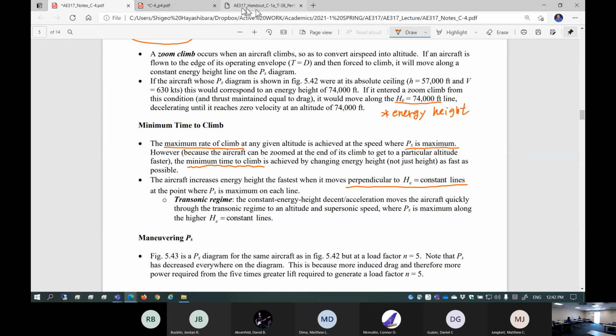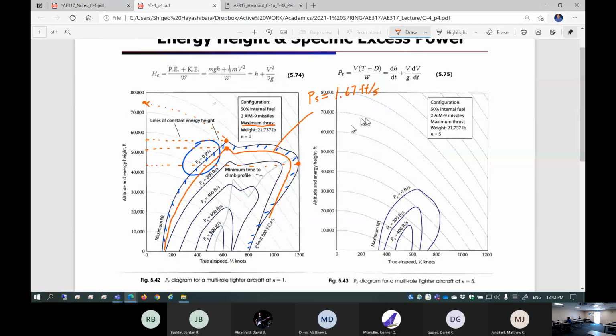Let's just take a look. The peak points of each PS diagram here, here, and here. Those are the peak points, right? Let me repeat what I just said. The maximum rate of climb at any given altitude is achieved at the speed where PS is maximum. Those are the points. So right here, here, and here, you are going to maintain maximum rate of climb. So you need to go through the flight envelope through here, here, here.